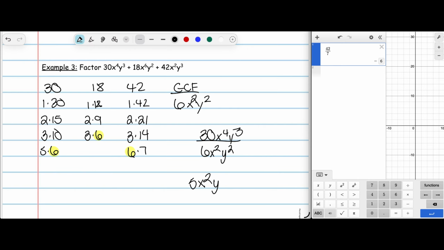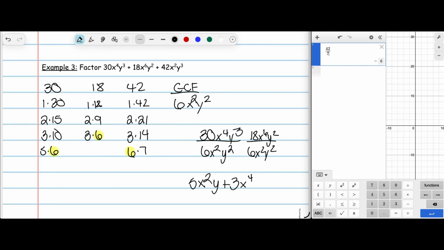Now I do the next one, which is 18x to the 6th y squared divided by 6x squared y squared. 18 divided by 6 is 3. 6 minus 2 is 4, so it'll be x to the fourth. 2 minus 2 means the y's go away because that's 0.